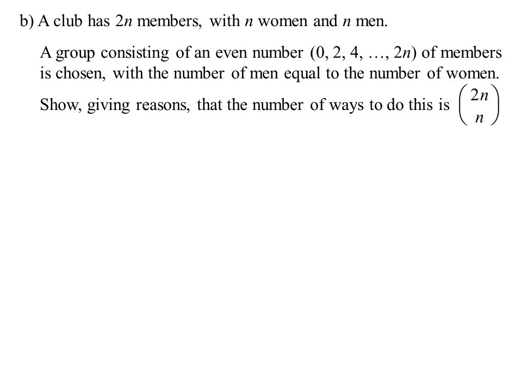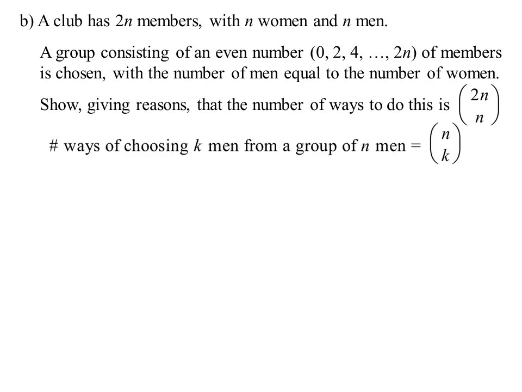A club has 2n members with n women and n men. So in other words, same number of men as women. So we're looking at groups that have an even number of members. It's going to have one man, one woman, two men, two women, and so you'll always end up with an even number of members. Show, giving reasons, that the number of ways of doing this is 2nCn.